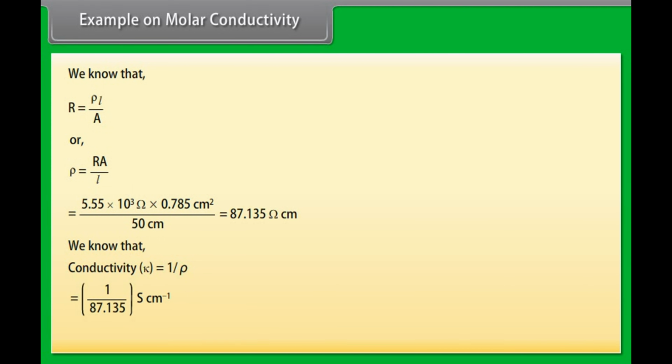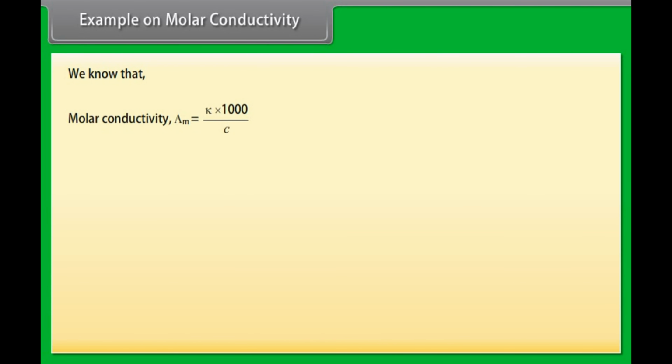We know that conductivity is reciprocal of resistivity. By putting the values, we get conductivity is equal to 0.01148 Siemens centimeter inverse. We know that molar conductivity is equal to kappa multiplied by 1000 divided by C. By putting the values, we get molar conductivity is equal to 229.6 Siemens centimeter square mole inverse.